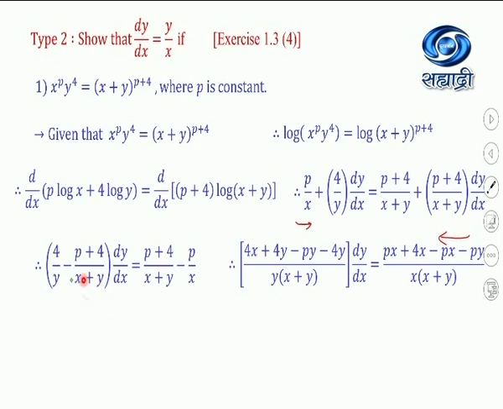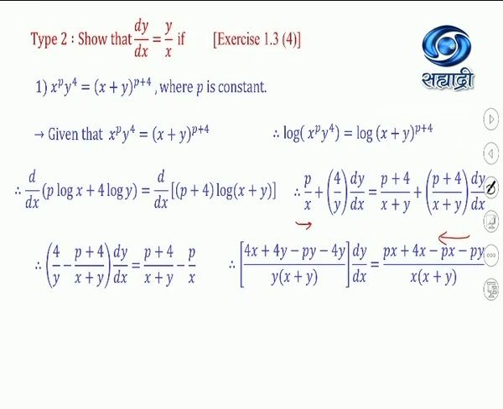See here, I take the cross product. 4 into x plus y, that is 4x plus 4y. Now y into this with negative sign, that is minus py minus 4y upon y into x plus y. Now the same thing on the right hand side. We take the cross product and we will get this.